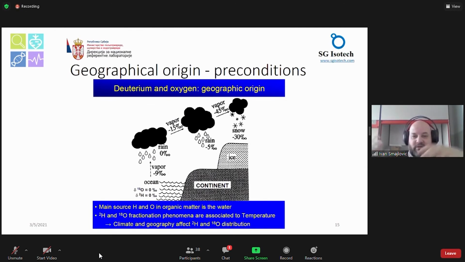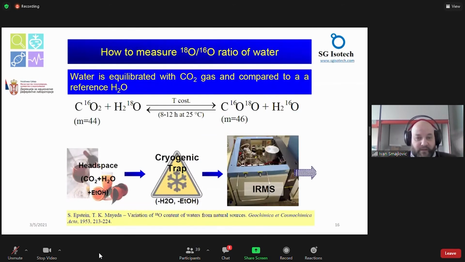So by using these three standards, the reference and these two standards, you can make a water line. It is actually for calibration and scaling, and you use these 3 points to calculate the values in your sample. We are saying it is a water line.